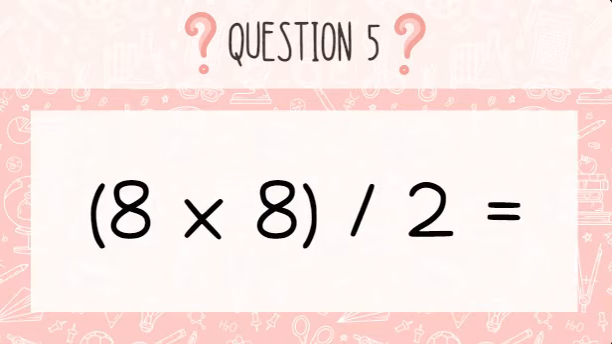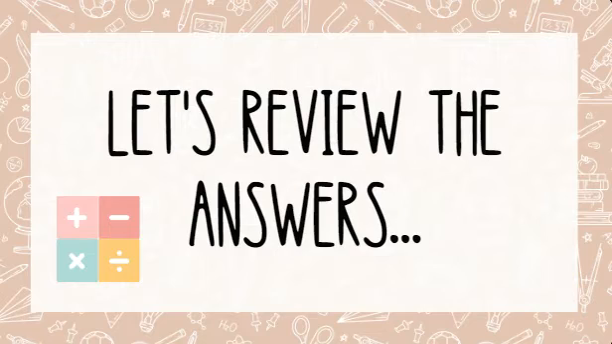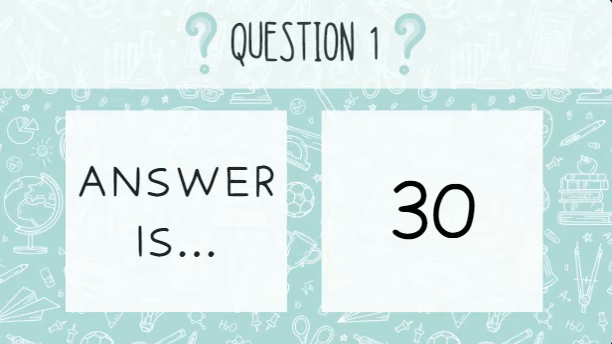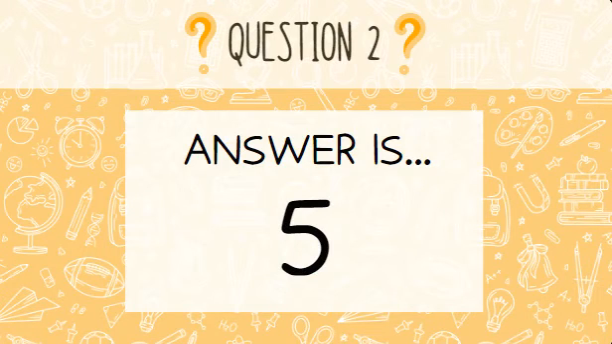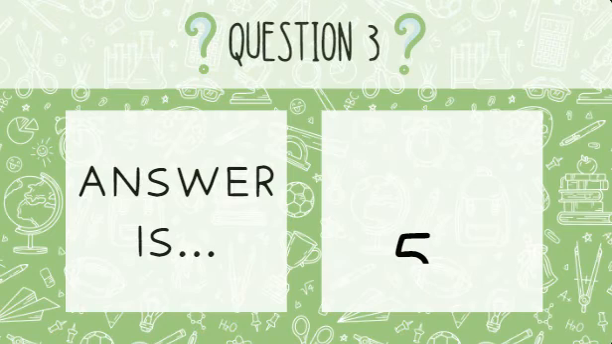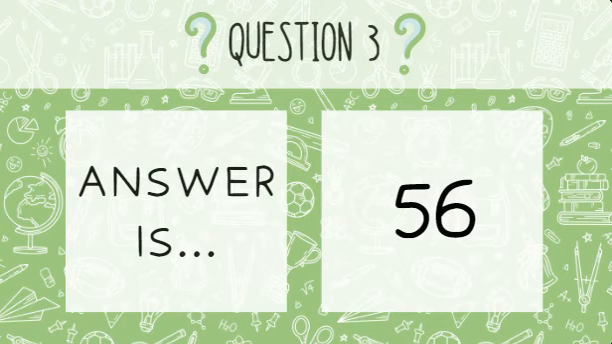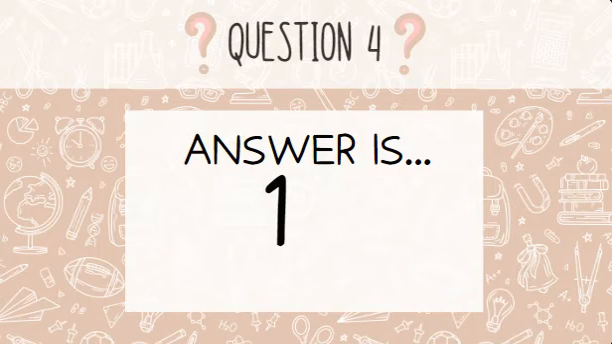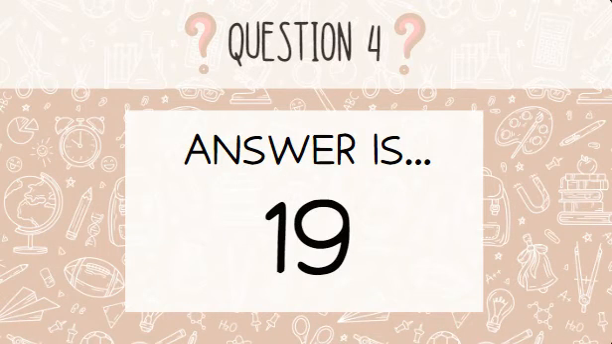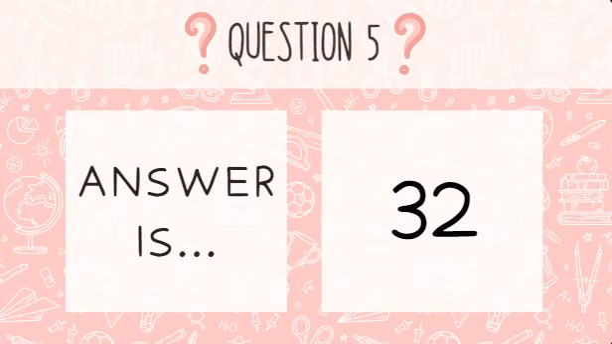Right? So let's review the answers. The answer of the first question is 30. Question 2, answer is 5. Question 3, answer is 56. Question 4, answer is 19. And question 5, answer is 32.